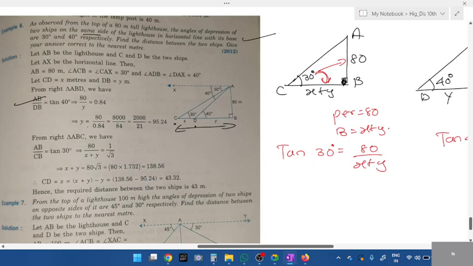It is 0.8391. Y is equal to 0.8391. Okay, they have taken it as 0.84. Round it off to two decimal places. Next, 1 by root 3. Okay, this calculation they have shown in an easy way.